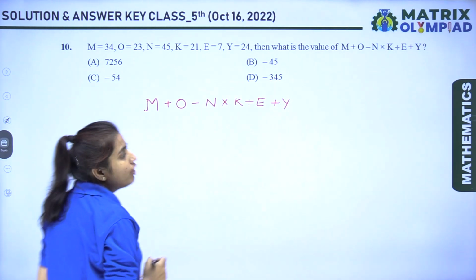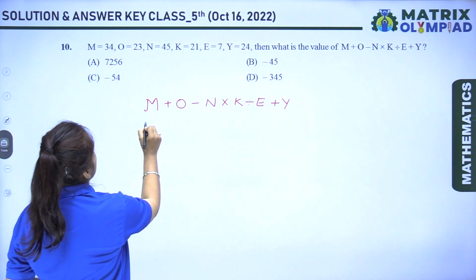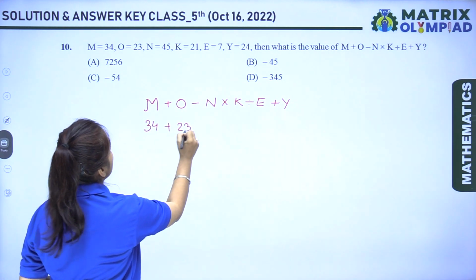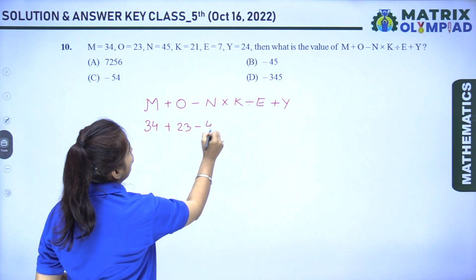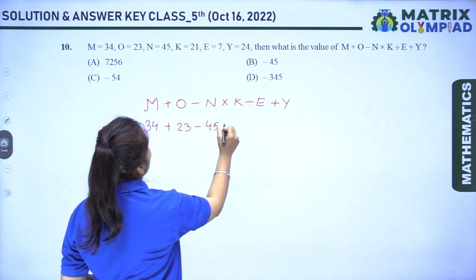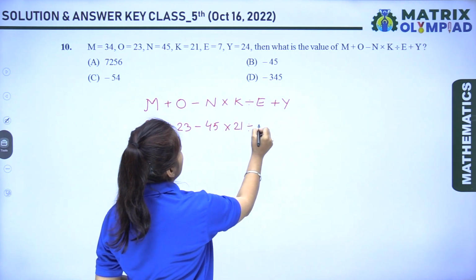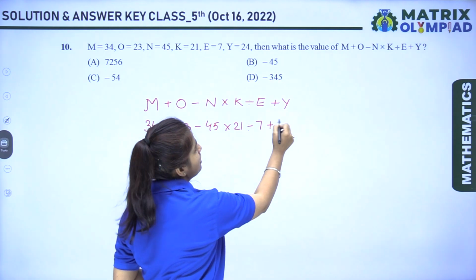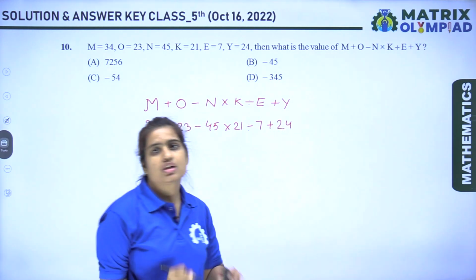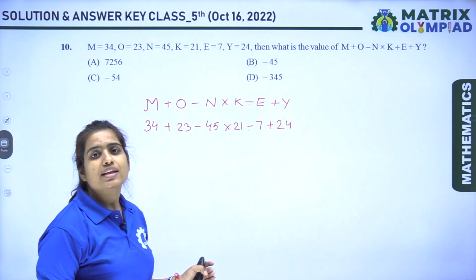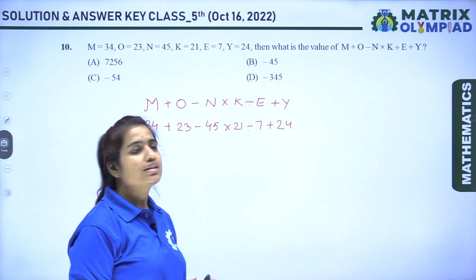Let's put in the values of these alphabets: 34 plus 23 minus 45 multiplied by 21 divided by 7 plus 24. These are the values of the alphabets. Now let's apply the BODMAS rule and solve it.